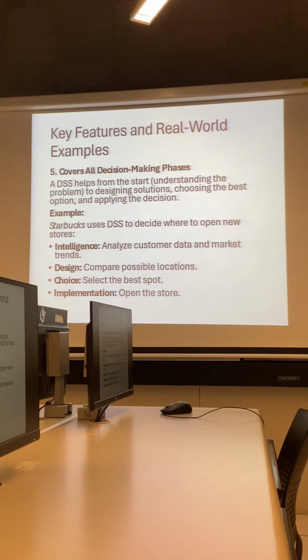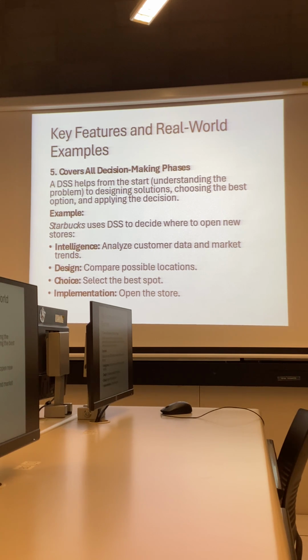For example, Starbucks uses DSS to decide where to open a new store. When you want to open a store, which location is suitable? Starbucks uses DSS, including intelligence, to analyze customer data and market trends. If you find that in this area there are a lot of people of productive age, for example consumers around 15 or 17 until 40, then it is maybe the right decision to open in this area.